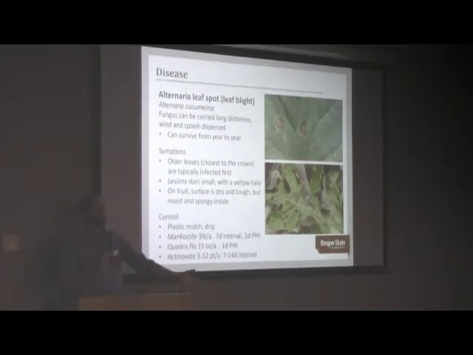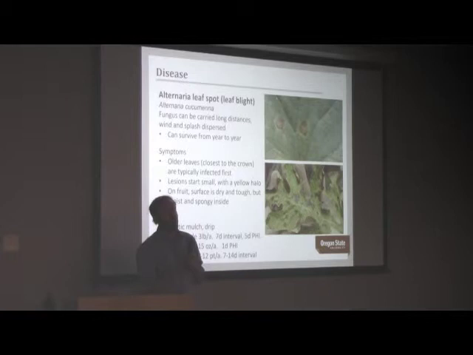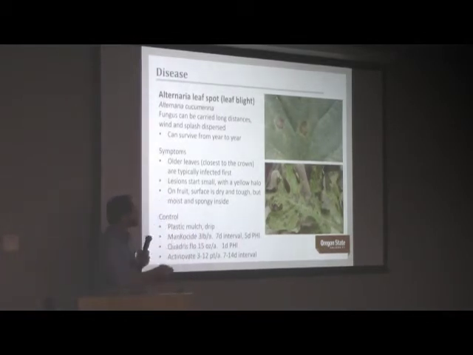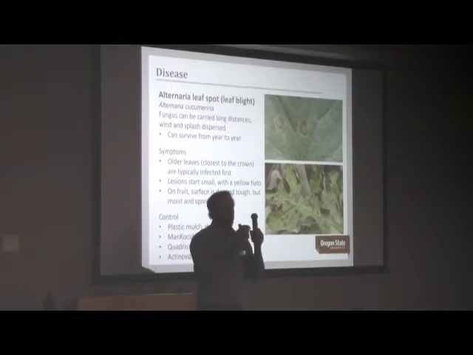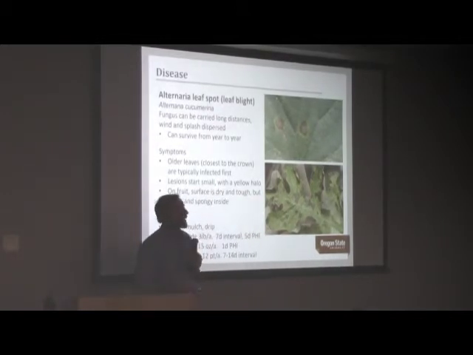It survives year by year, so it can persist for a long time in the environment. Generally, we're going to see this type of symptoms on the older leaves closest to the crown. And it's going to start with a small yellow halo with a small necrotic patch, a dead patch in between. And then that's going to radiate outwards as the disease persists.